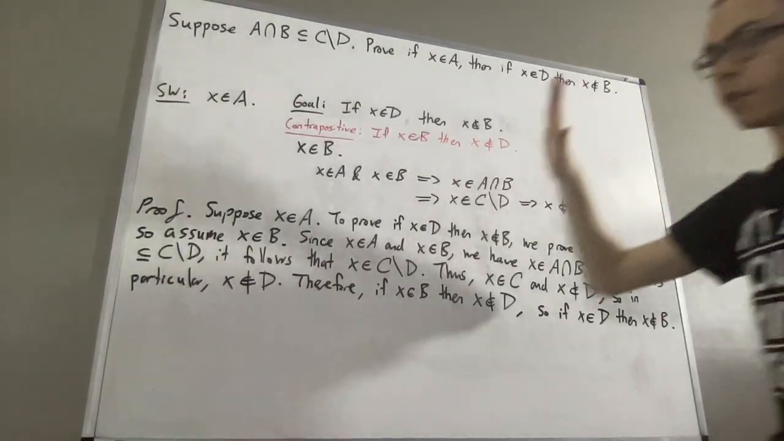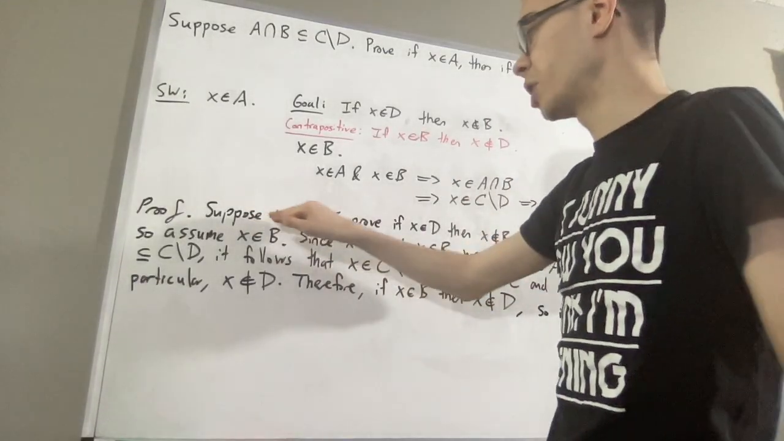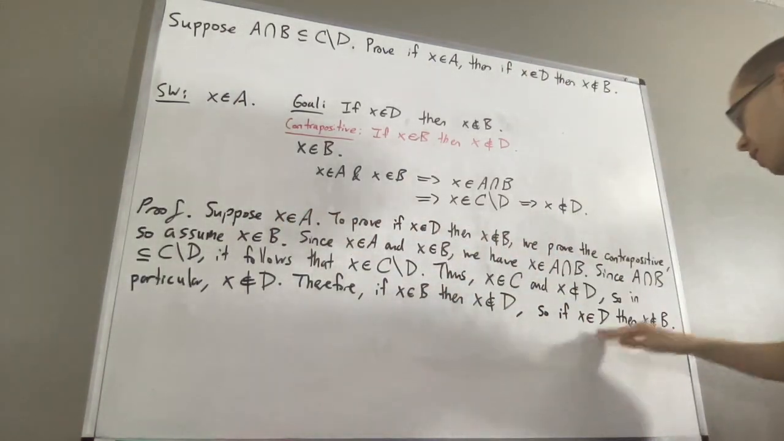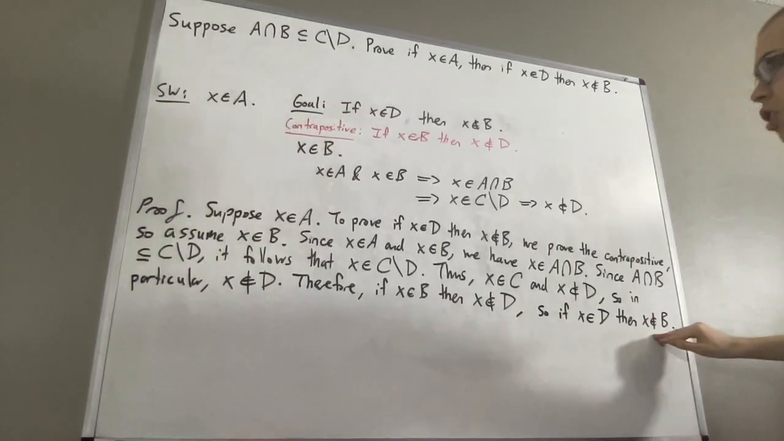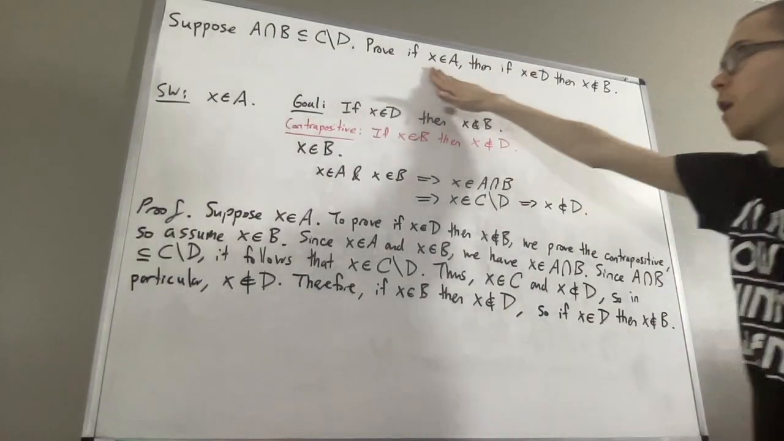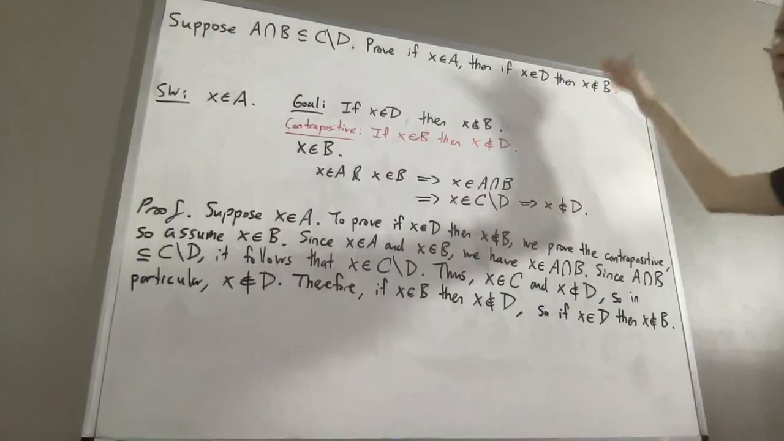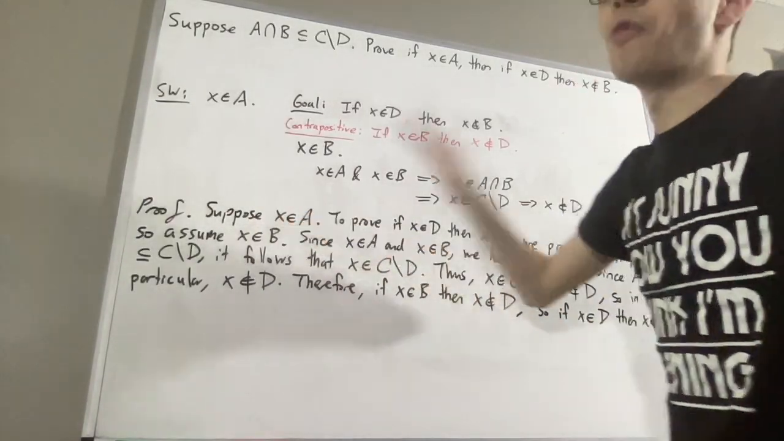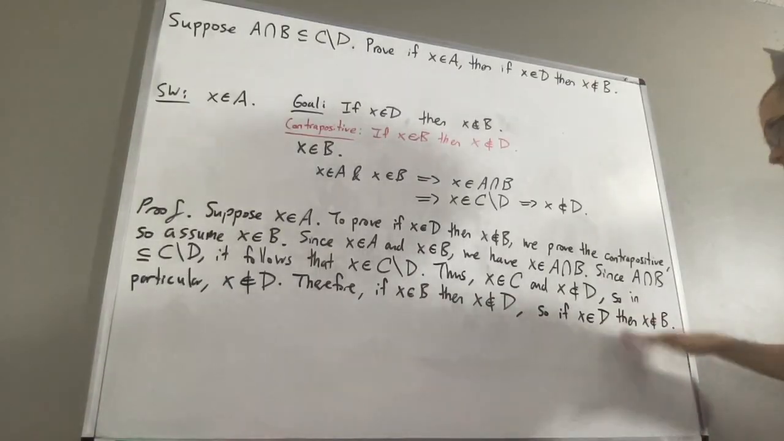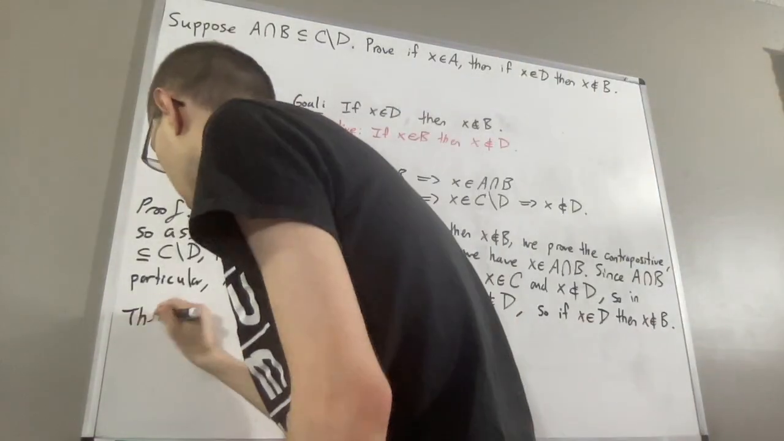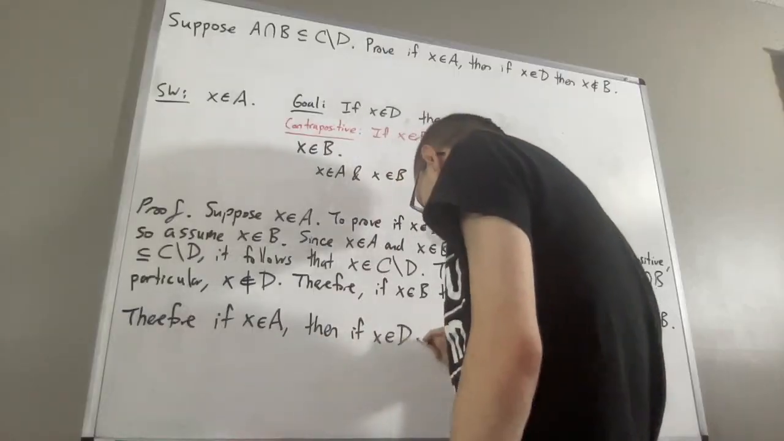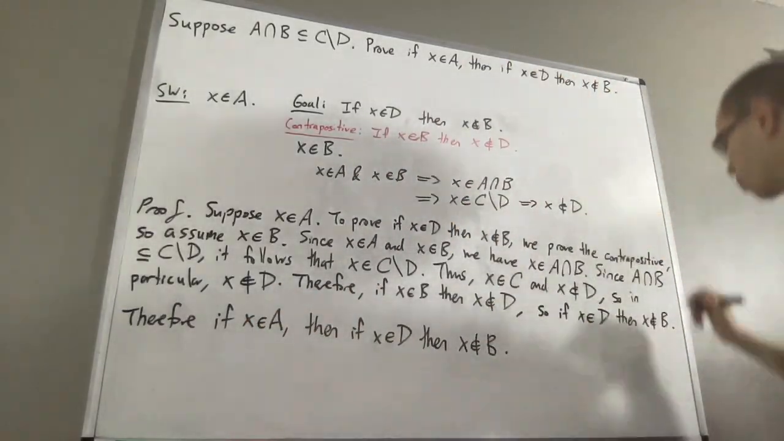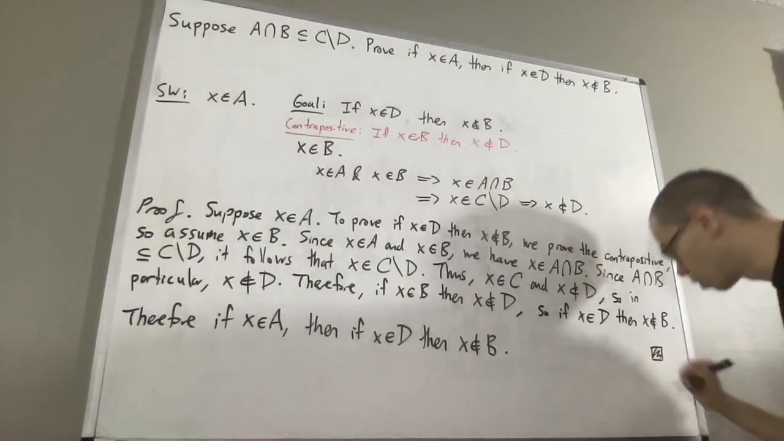So putting this all together, we see under the assumption x is an element of A, we have logically deduced if x is an element of D, then x is not an element of B. So we've given a direct proof of this implication. And actually, just for emphasis, I'm going to say that we have shown if x is an element of A, then if x is an element of D, then x is not an element of B. And that's it. We have proven exactly what we wanted to prove, so this completes the proof.